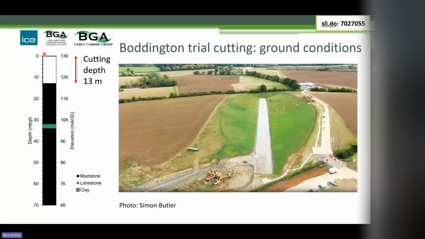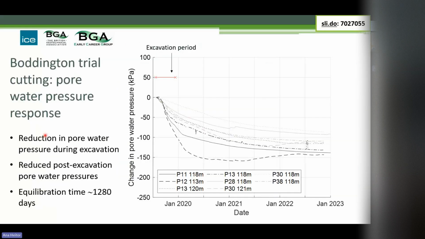So we excavate the cutting down to sort of this level here, and what's probably going to happen is that drainage is going to be vertically to the surface and down to the limestone. So that's probably how this band of mudstone is going to consolidate. So the pore water pressure measurements are here.